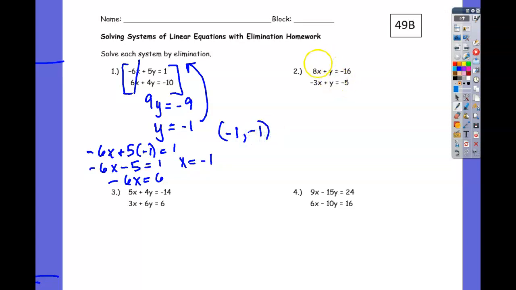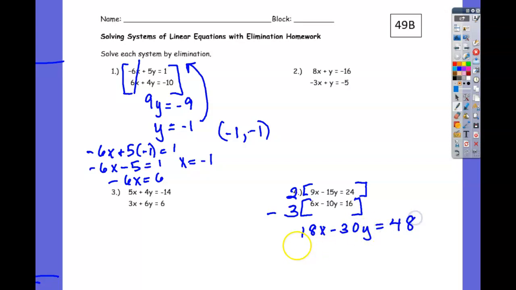But please keep in mind that you have to make sure that everything is lined up, your x's, your y's, your equals. Sometimes you're going to have to multiply. If I look at one equation, like number 4, if you notice we have 15 and 10. Well, if I multiplied the top one by 2, I would get 30 for 30y, and maybe do 3 for the second one, or -3. So then it would be 18x minus 30y is equal to 48, and then you'd have -18x plus 30y is equal to -48.